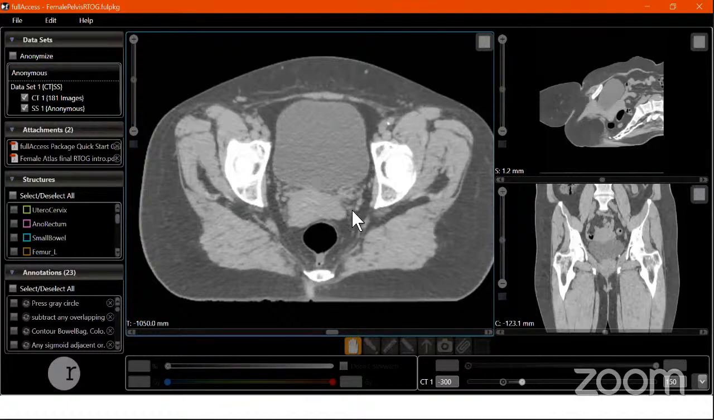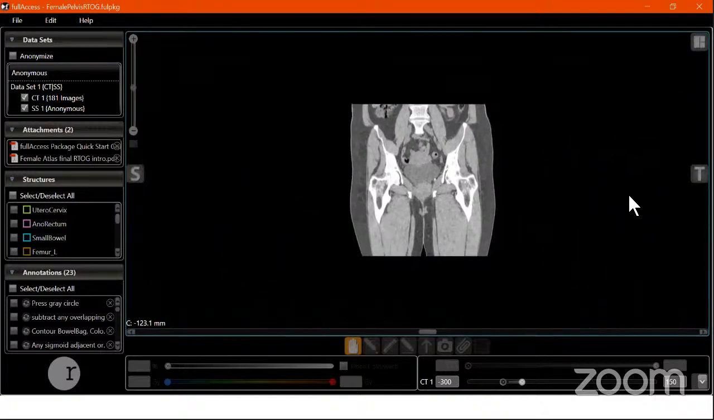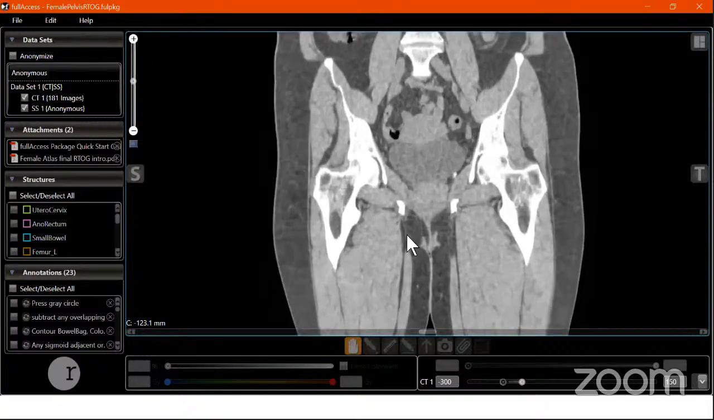So how do we define parametrium? Parametrium is the tissue that is on the sides of the cervix. Paravaginal tissue is the tissue that is at the level of the vagina. So let's go on to this image. It will be a bit better. Let's change it to single panel view and have a good zoom on this image.